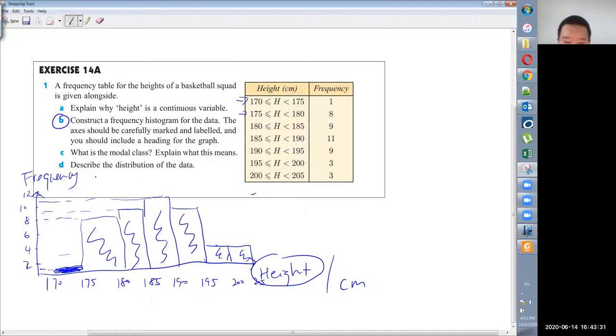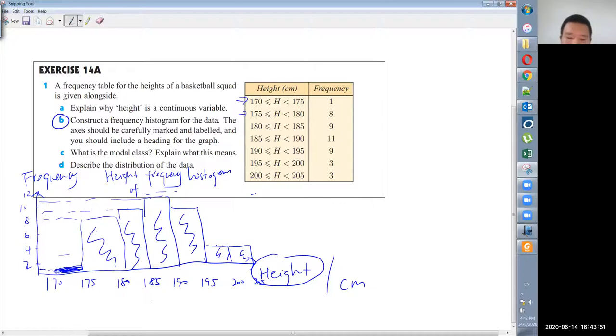Okay, so I will call it the height frequency histogram of a basketball court. I mean a basketball squad.